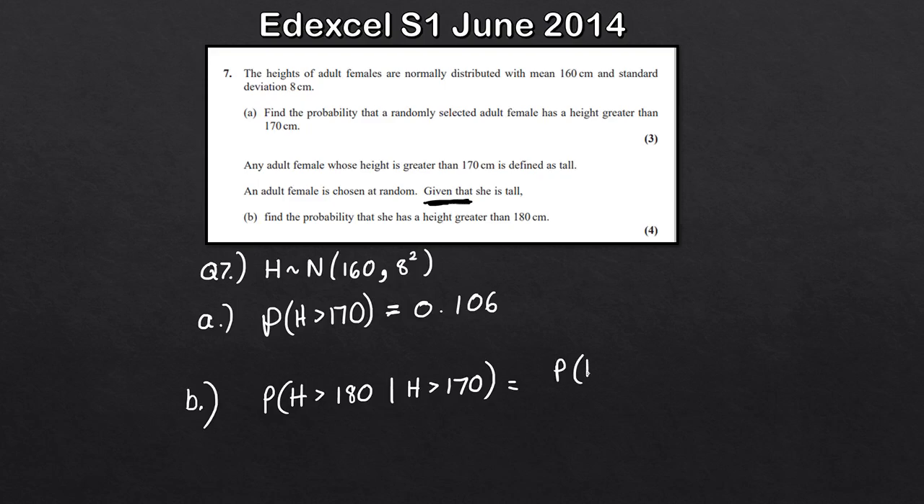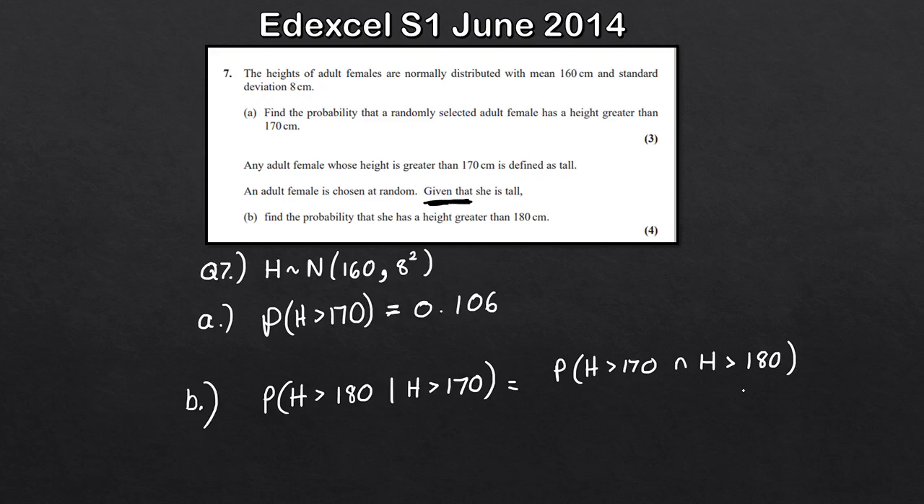So this is the probability that H is basically, how do I explain this? What we're looking for here would normally be the intersection. So H is greater than 170 and H is greater than 180. I don't know if I quite expressed that mathematically in the correct way, but that's our numerator. So we're looking for the probability that H is greater than 170 and greater than 180.